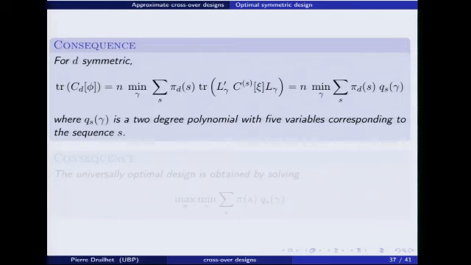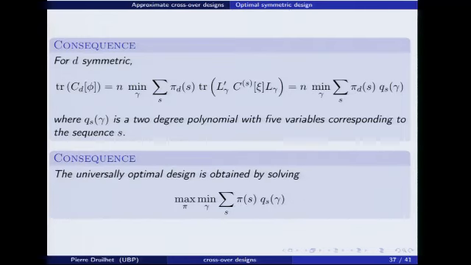This is the trace of this information matrix here. So we have that the trace of the phi is the minimum over gamma of the proportion PDS and this quadratic function here, which is a convex function. So to obtain the optimal design, we want to minimize in gamma and maximize in the proportion here.